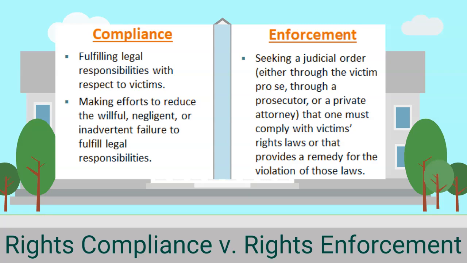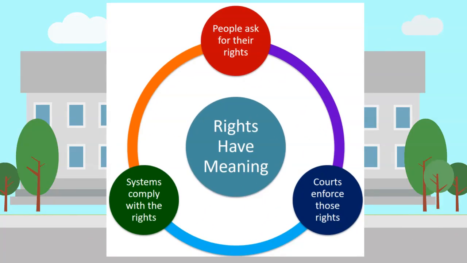Victims' rights enforcement litigation generally seeks two types of remedies. Most simply stated, these remedies are stop remedies, which means stop doing whatever you are doing before you violate a victim's rights, and do-over remedies, which means do a proceeding over again if you have already violated a victim's rights. Knowing who is a victim so they can ask for their rights, demanding that systems comply with those rights, and seeking enforcement of those rights are all part of the cycle to make sure that rights are more than just words on paper.